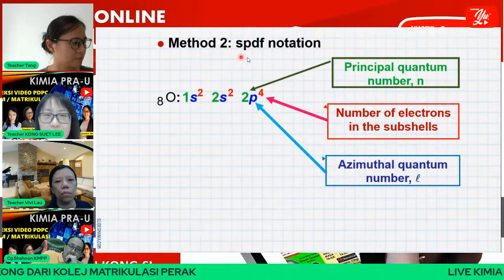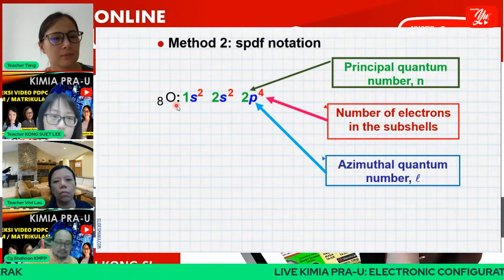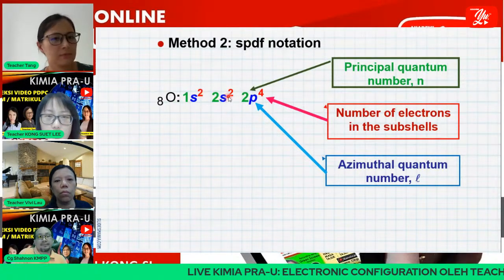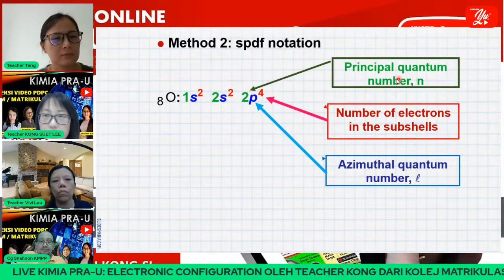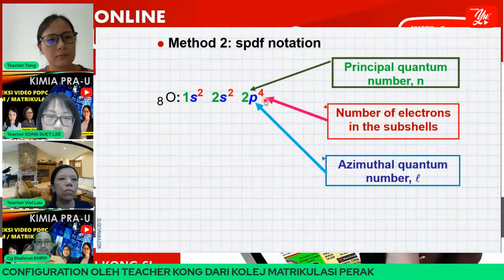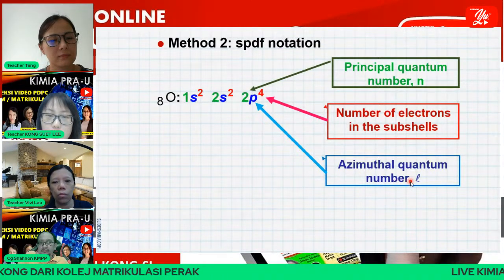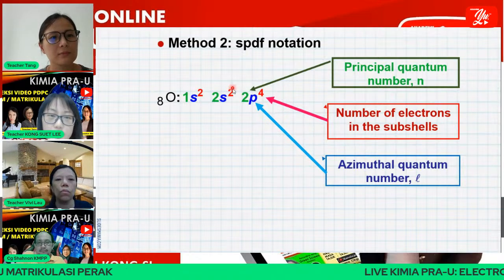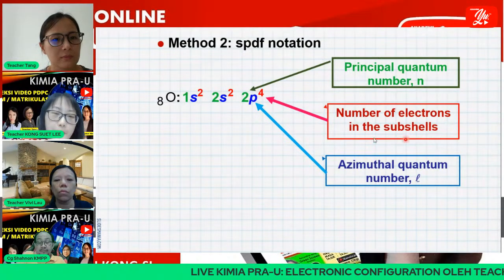The second method is SPDF notation. We straight away write down 1s2, 2s2, 2p4. The green color represents the principal quantum number, and the blue color represents the azimuthal quantum number, which is the L value, or we say the subshell. And the 2, 2, 4 are the number of electrons in the subshell.